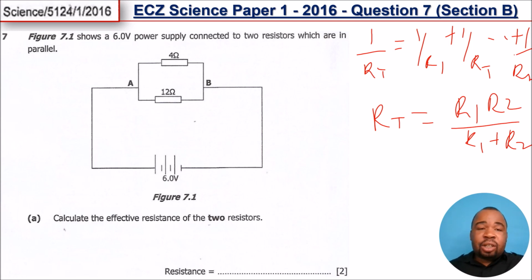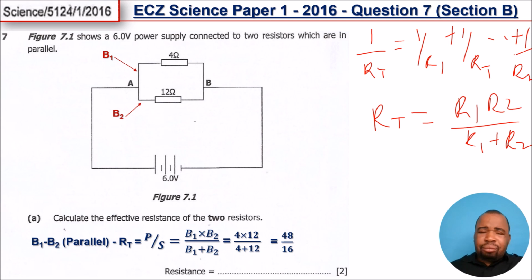Consequently, we are free to say the effective resistance across A and B, since there are two branches, we will say product over sum: the resistance across branch 1 times the resistance across branch 2 divided by the resistance across branch 1 plus the resistance across branch 2, which is 4 for branch 1, 12 for branch 2. So 4 times 12 divided by 4 plus 12, we get 48 divided by 16. Consequently, after punching the calculator, we're going to get 3 ohms.